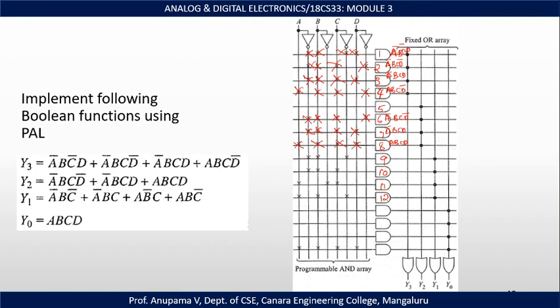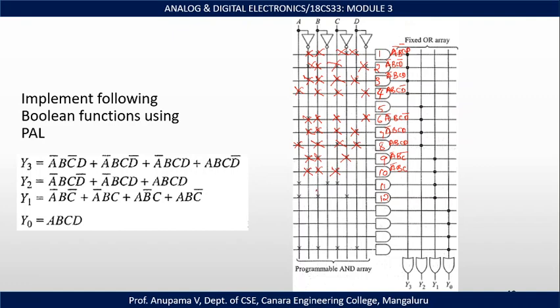Now we'll implement the first term, that is A bar B C bar. So draw X mark against A bar B C bar of AND gate 9. Output of AND gate 9 is A bar B C bar. So the next term is A bar B C. Draw X mark against A bar B C of AND gate 10. Output of AND gate 10 is A bar B C.